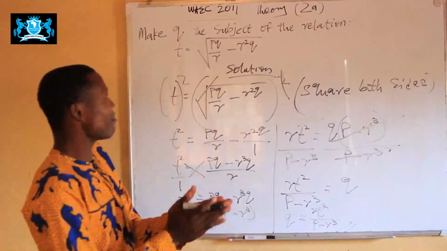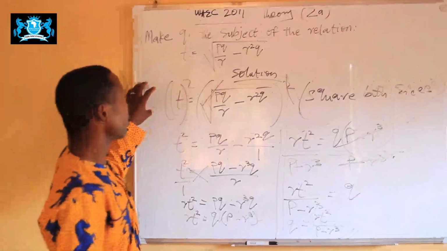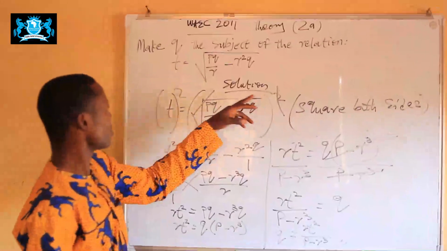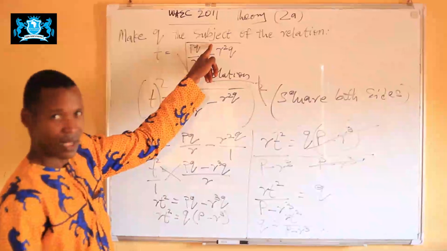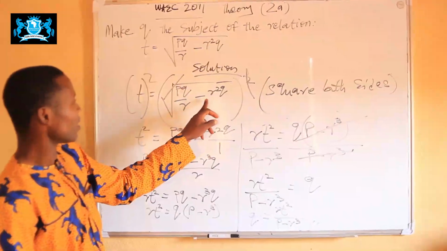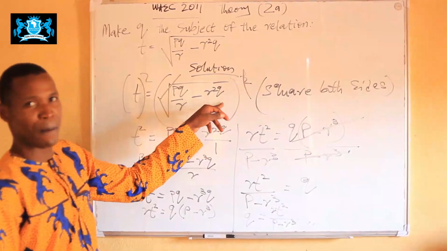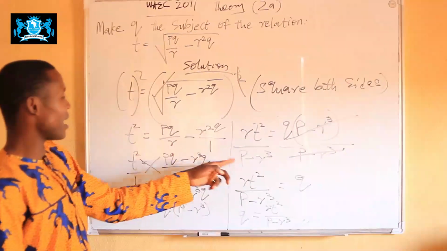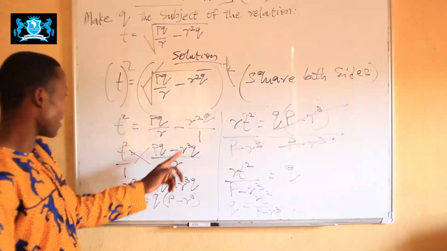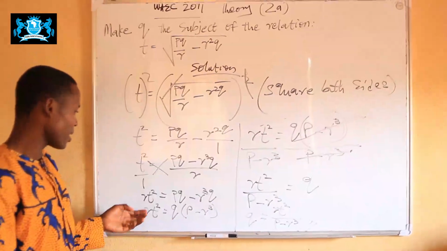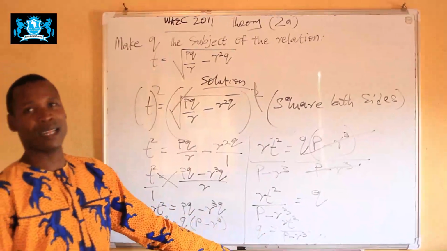Now, remember what we did? We just squared both sides to remove the square root. After we did that, we made this one to have a denominator by putting 1 here. We now find the LCM giving us R. After we find the LCM, we then cross multiply and we got this. That is how we landed at this.